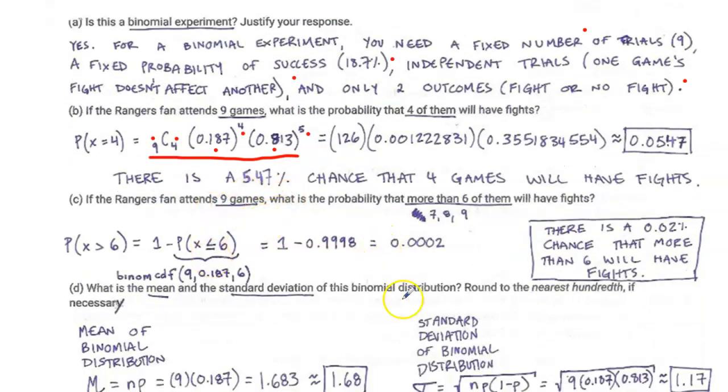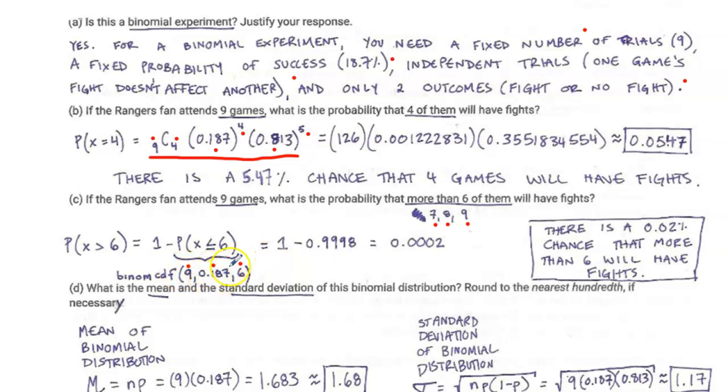With this next problem, we're talking about not a probability density function, but a cumulative function. So more than 6 of them will have fights. So it could be 7 games, could be 8 games, or could be 9 games with fights. So what we're going to be doing is using one of the calculator tools. The calculator function is called Binomial Cdf or Binom Cdf. 9 is the number of trials. 0.187 is the percent of success, and 6 is the number below which we're trying to calculate.